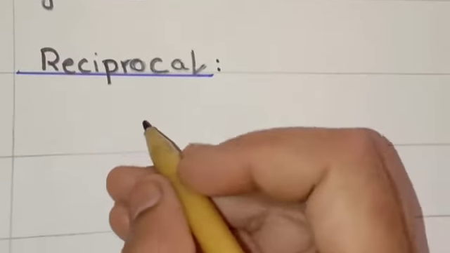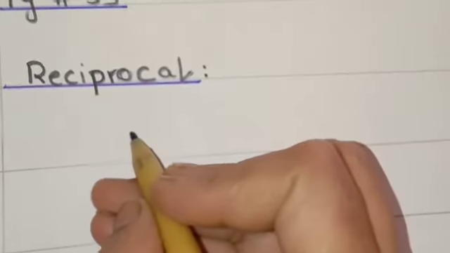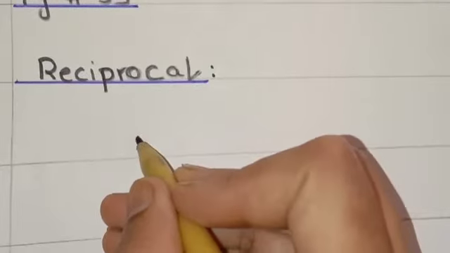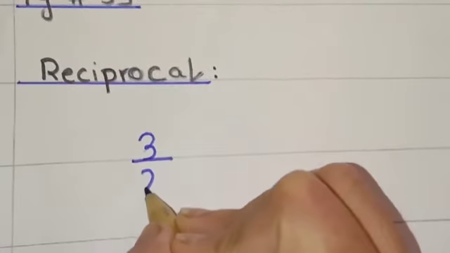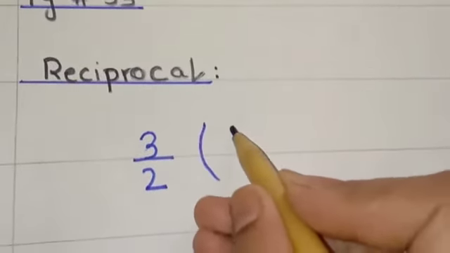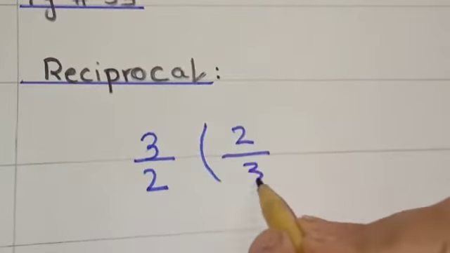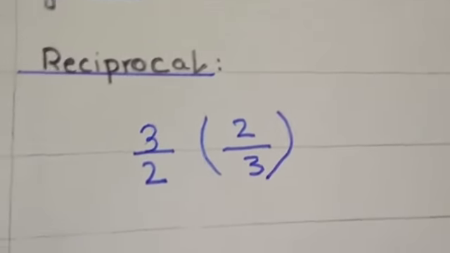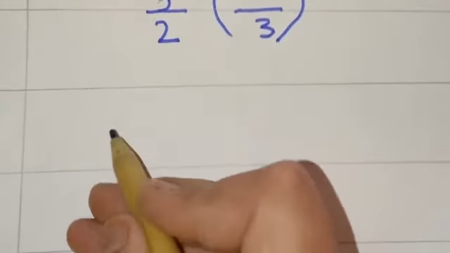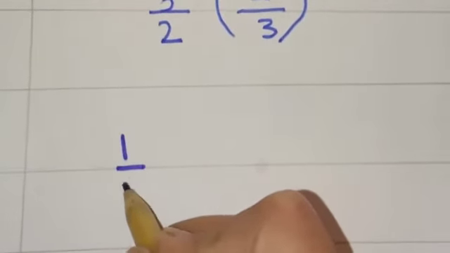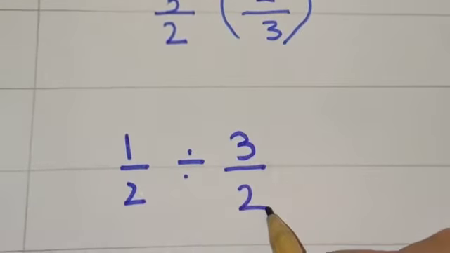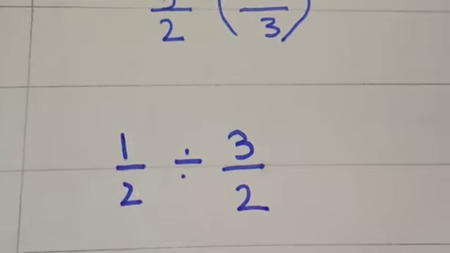Okay. Reciprocal means to revert a term. For example, if we have a fraction 3 over 2, and when we take its reciprocal it will become 2 over 3, right? Now in division of fraction, how will we use that reciprocal? For example, we have two fractions which we have to divide. It's 1 by 2 divided by 3 over 2.